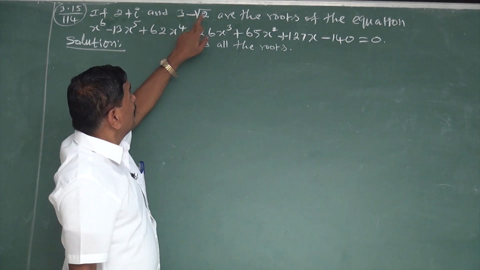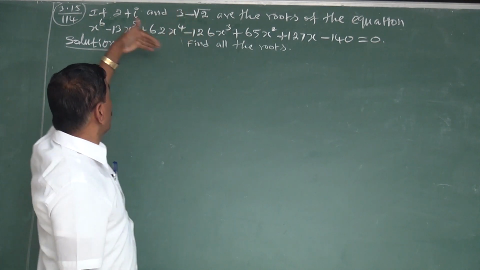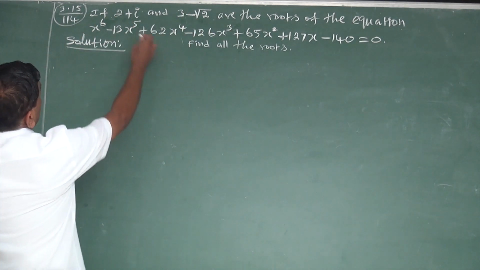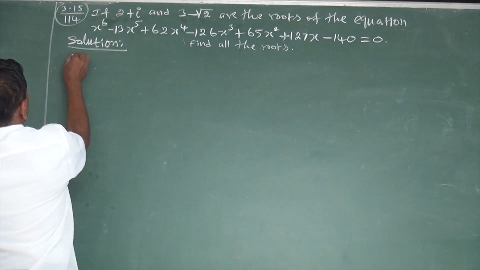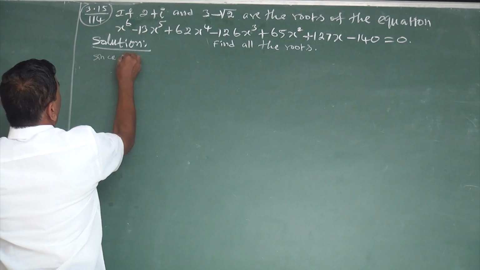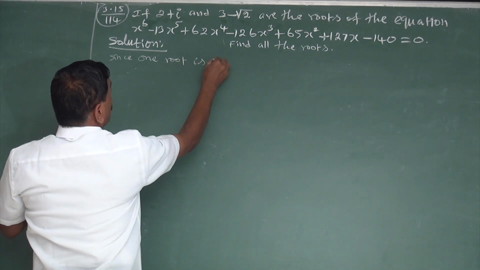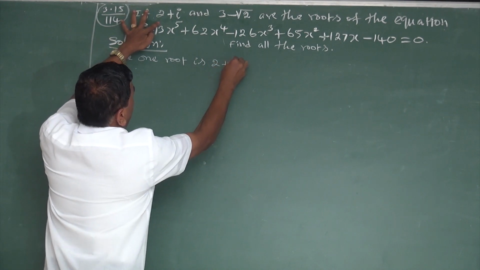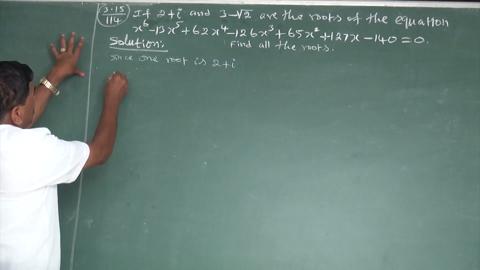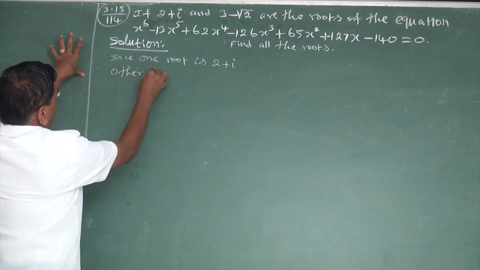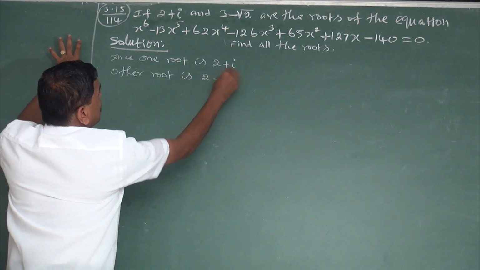That is, if one root is 3 minus root 2, then the other root is 3 plus root 2. Okay, come to the topic. First take 2 plus i. Since one root is 2 plus i, the other root is 2 minus i. That's all.